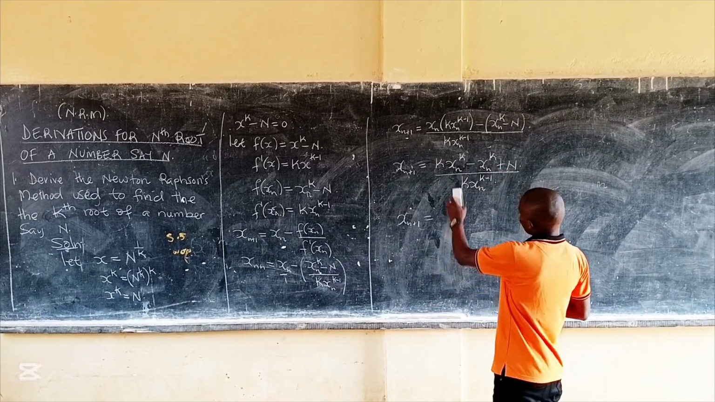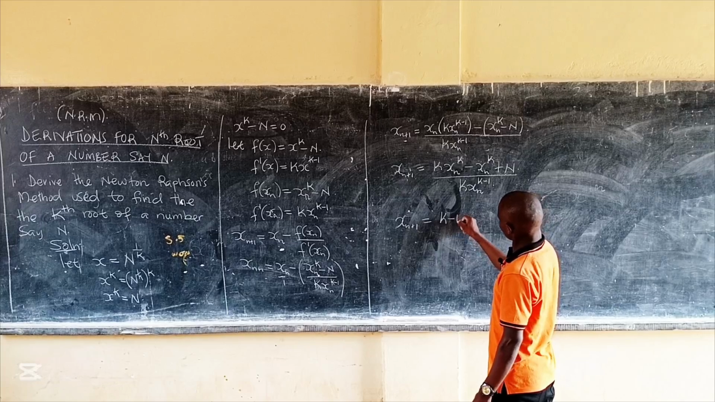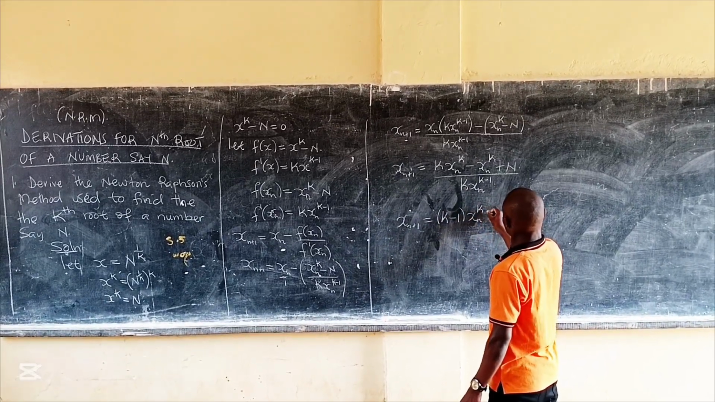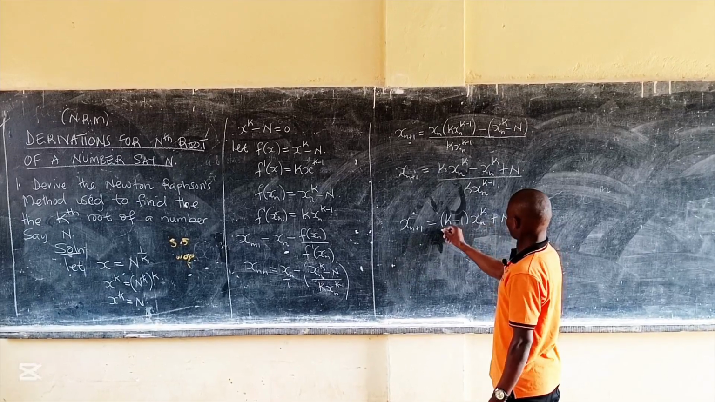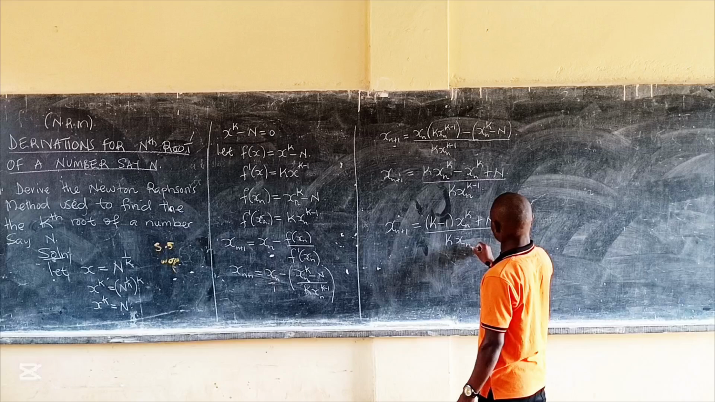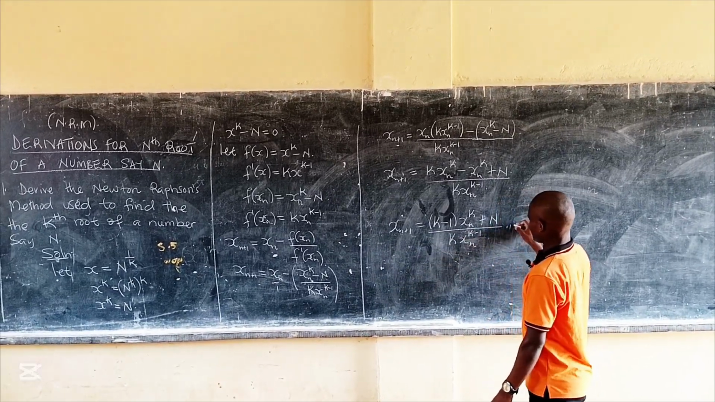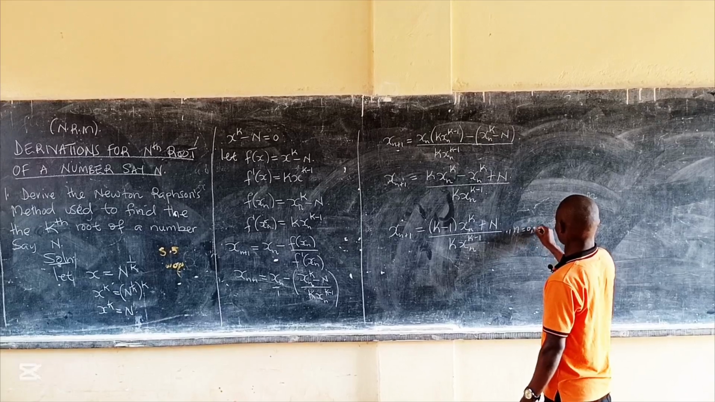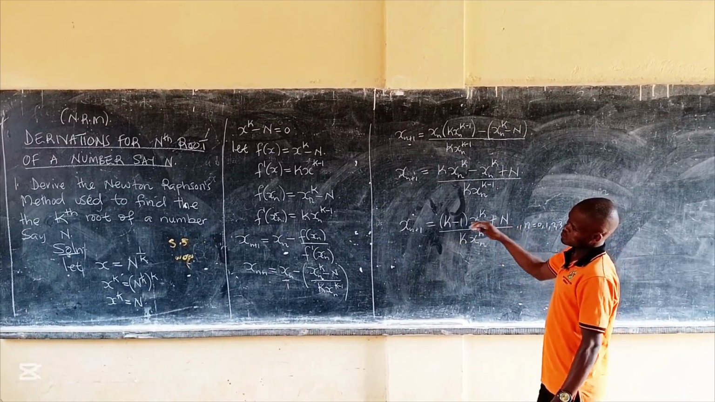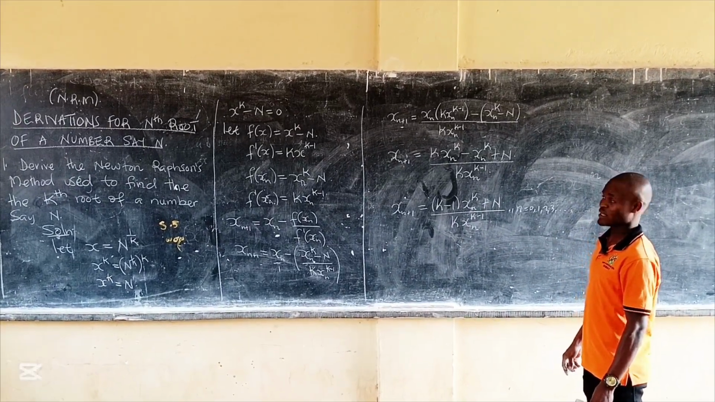So I can easily factorize it out, and I'll remain here with k and here negative 1. So I'll have this, and here I have xn power k minus n, divided by k of xn power k minus 1. And this is for n equals 0, 1, 2, 3, and so forth. So this is the Newton-Raphson's formula for computing the kth root of a number, say, n.